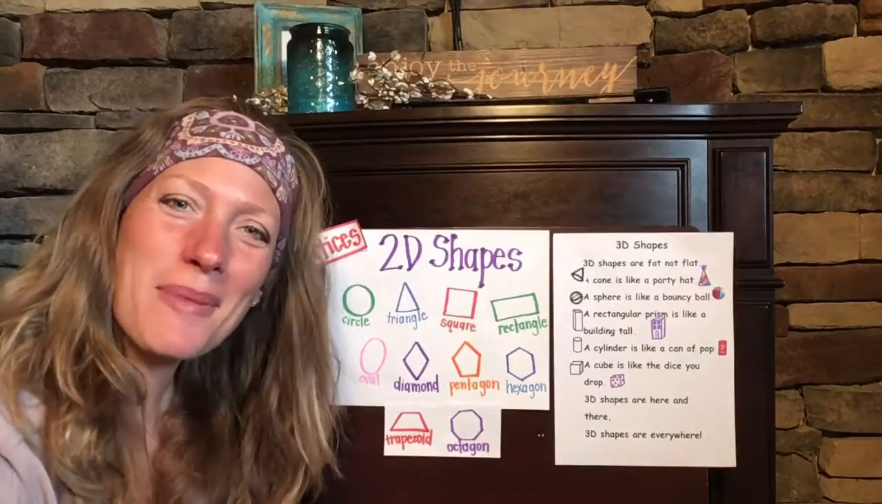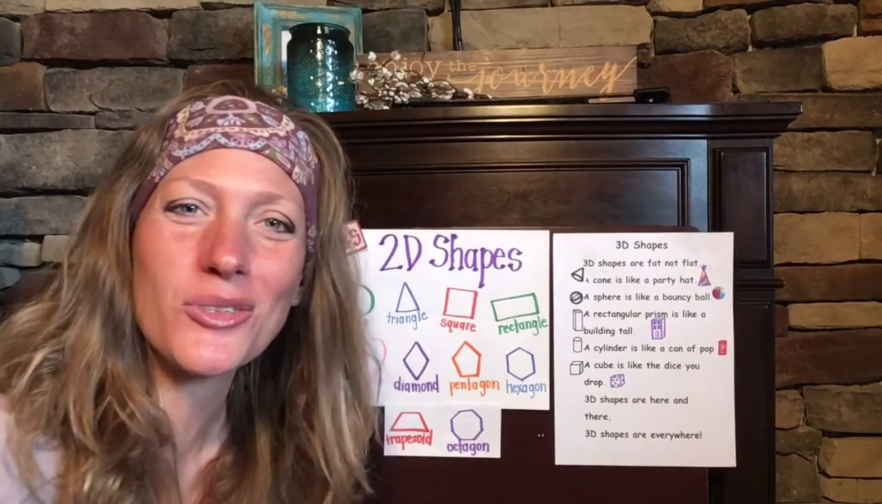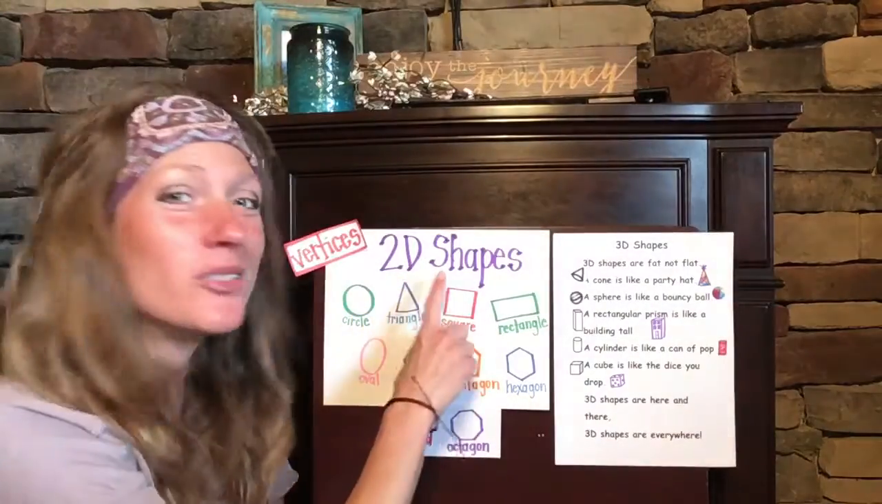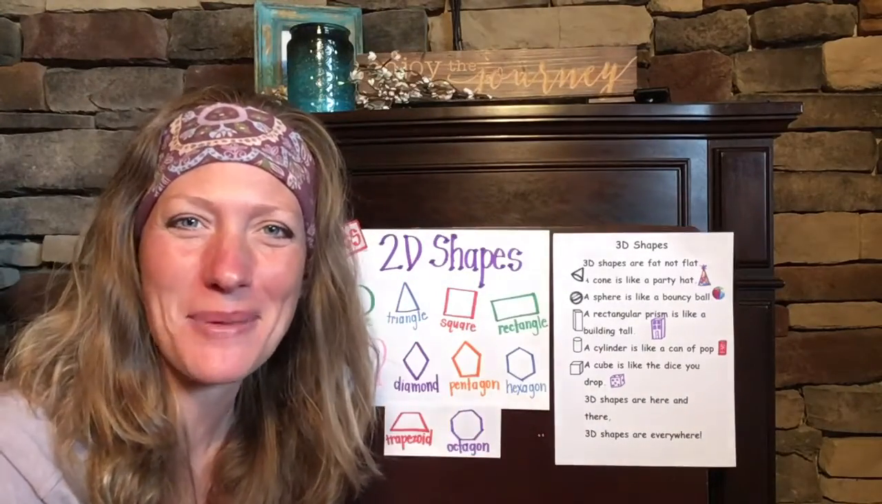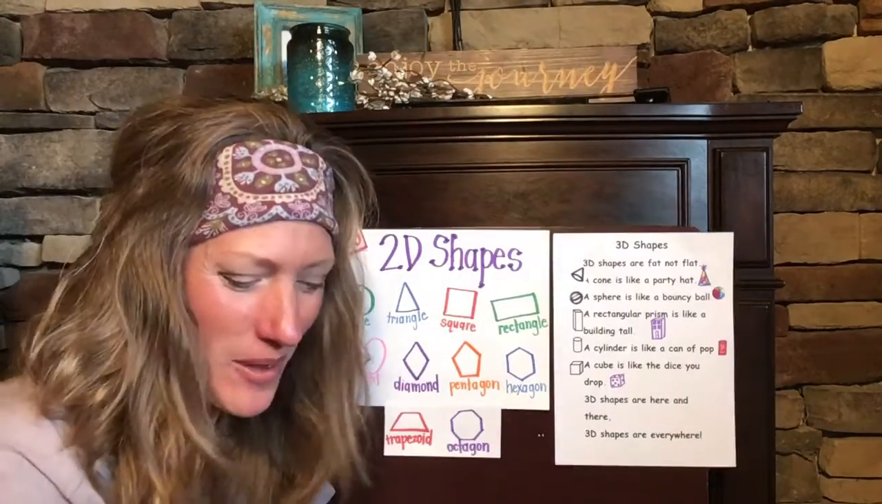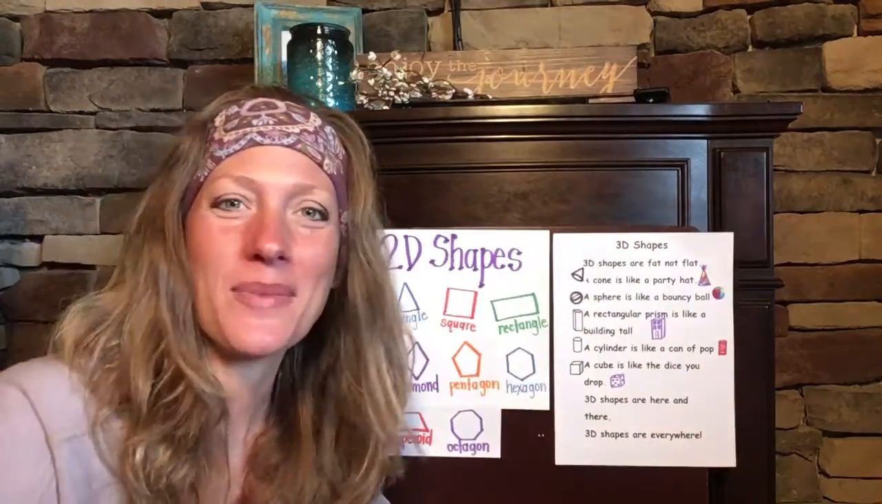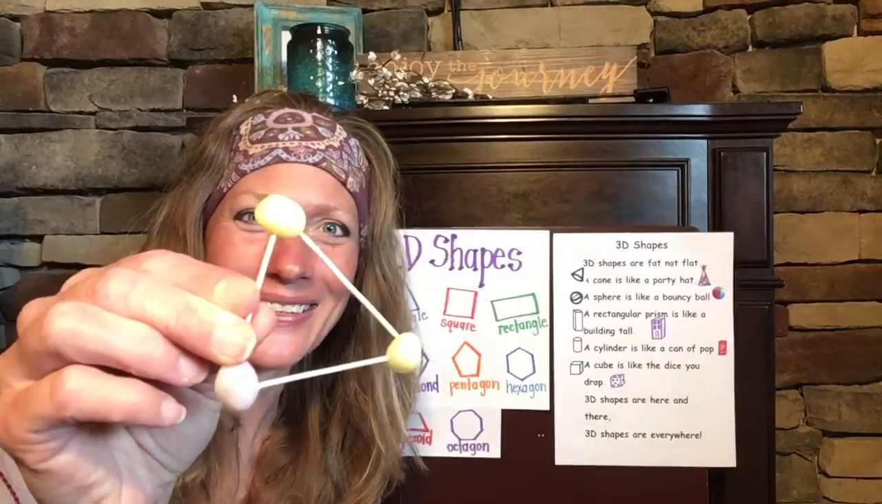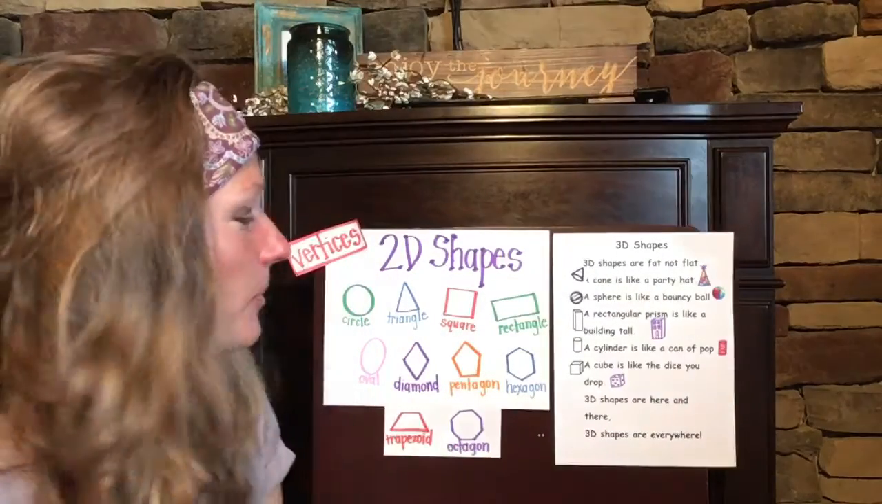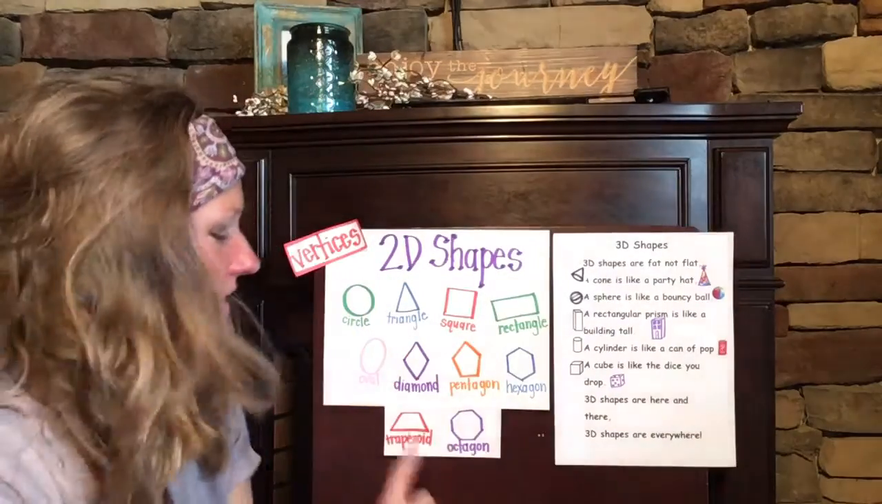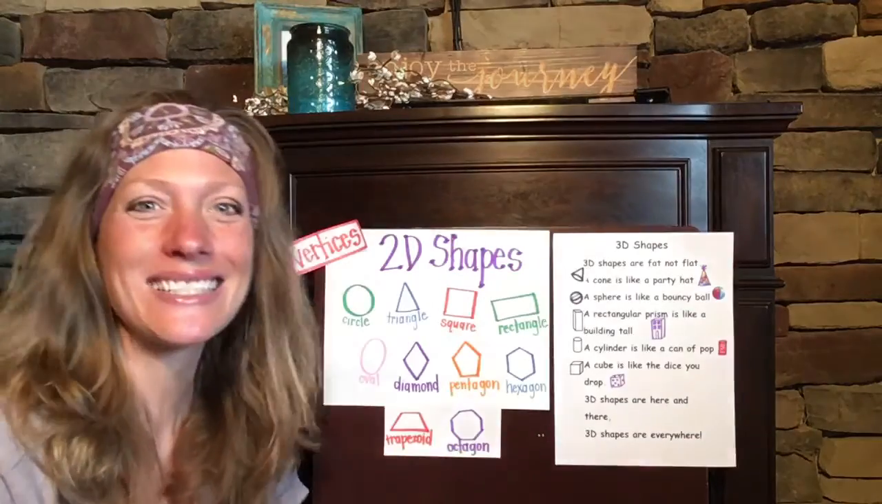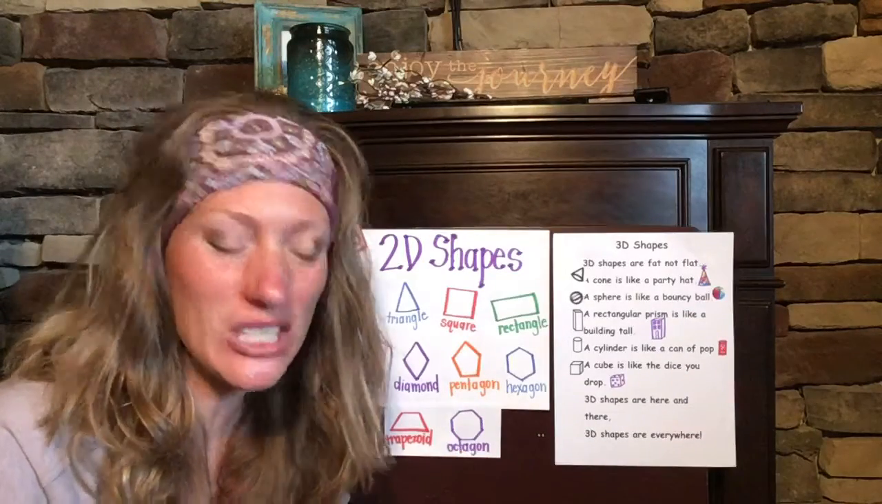Hi friends, remember last week I challenged you to make some 2D shapes using jelly beans and toothpicks. We made a square together. We also made a triangle with jelly beans and toothpicks. There were a couple shapes that weren't on our chart, trapezoid and octagon. There are lots of 2D shapes you could make.